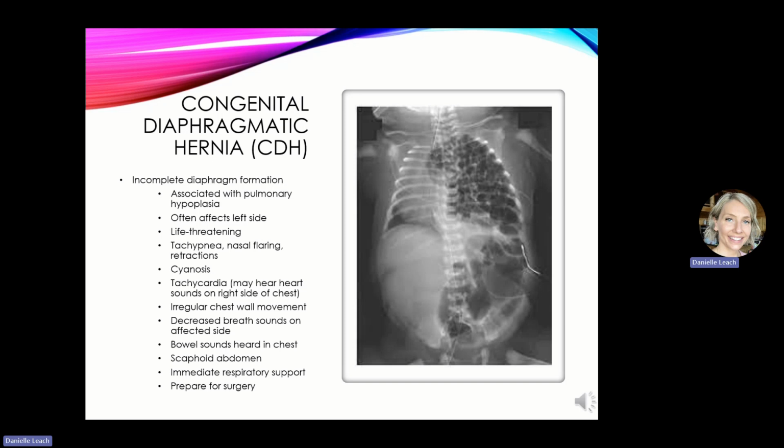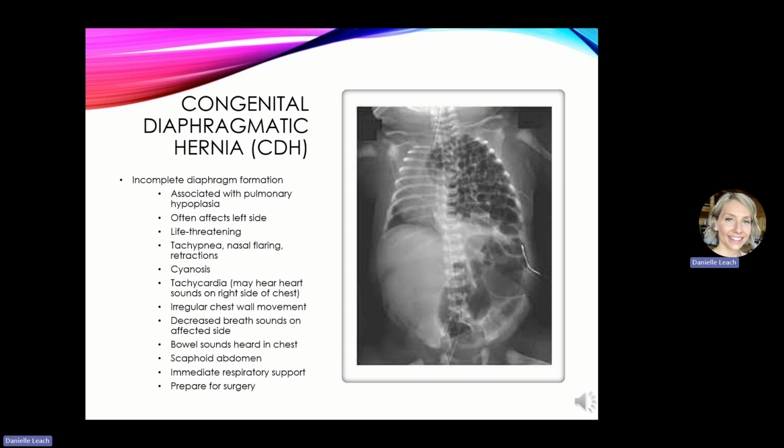This bowel is taking up so much space, and if it's been there for a long period of time while the baby is developing, then the lung can't develop to the correct size. So this is also going to play into why they're having such severe respiratory distress or respiratory failure. So they may have irregular chest wall movement because of this also. So like with this baby, the left side of the chest may not be moving as we would expect because the lung may be hypoplastic.